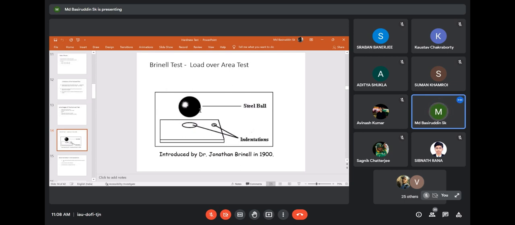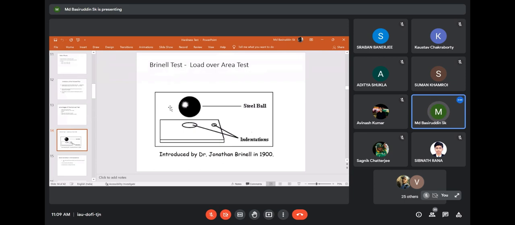Whenever we go for the indentation, first we try to measure the surface area of the indentation. So in the Brinell process, we take an indenter that is a hardened steel ball, which is made of tungsten carbide. And you know tungsten carbide is very hard, so we assume that during deformation the steel ball will not deform.